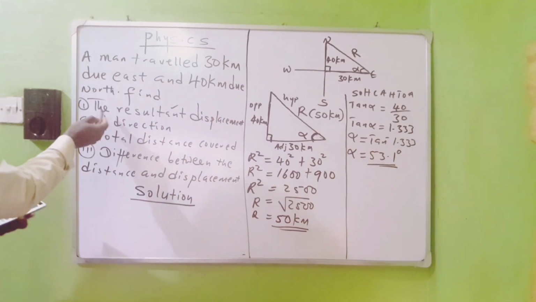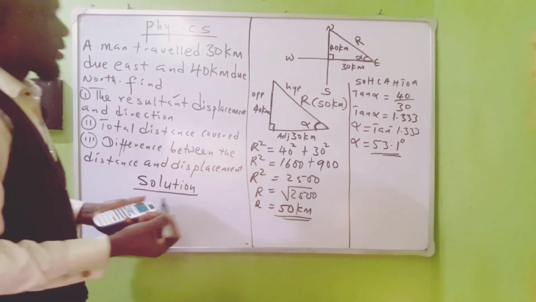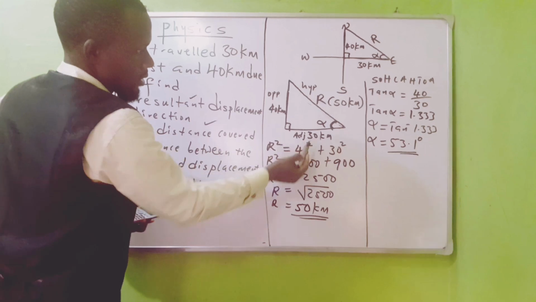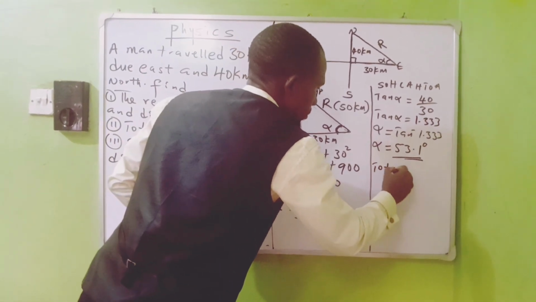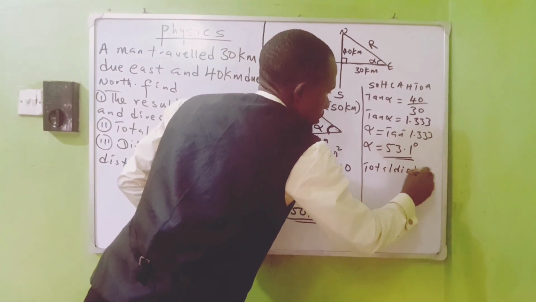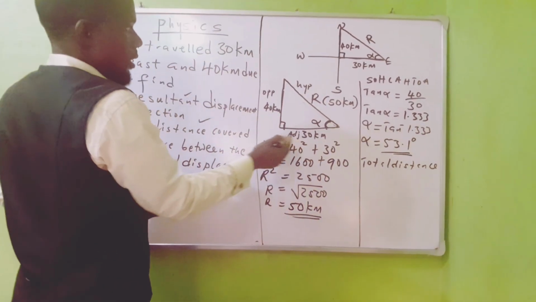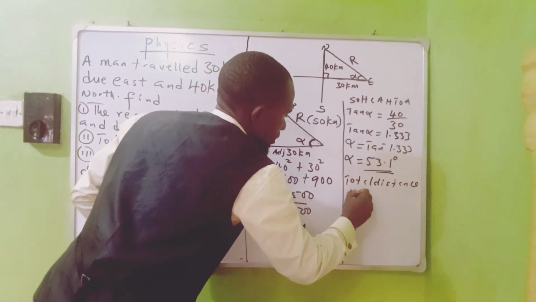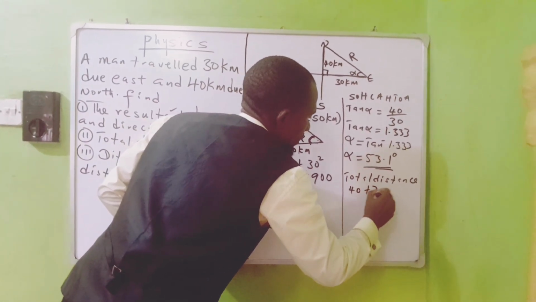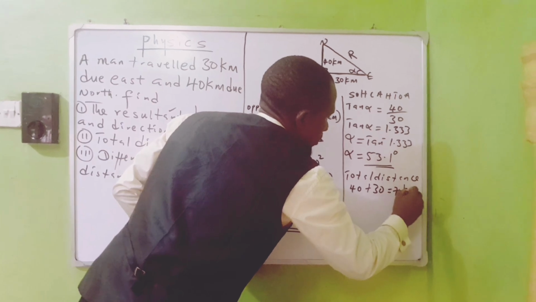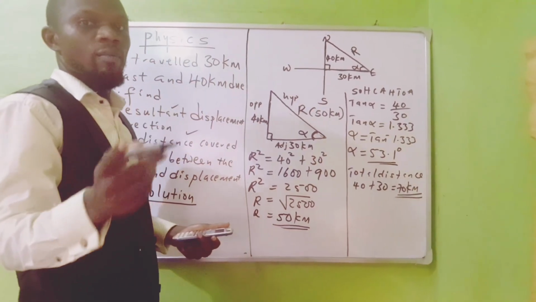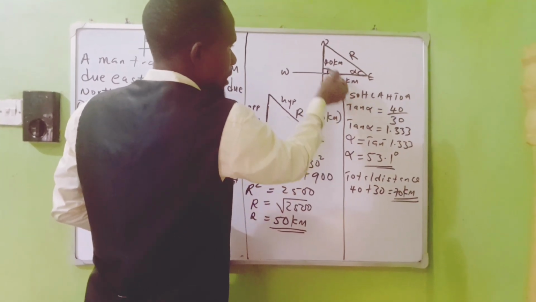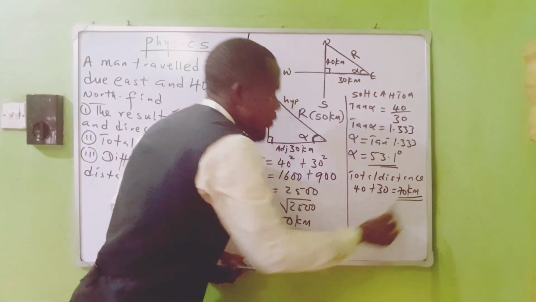So my resultant displacement and direction have been solved. Come to the next one. Total distance. Total distance is this to this. So my total distance is from due east to due north, which is 40 plus 30. So I have 70 kilometers. Remember, like I've said earlier, my total distance is from due east to due north, which is 30 and 40, which will give me 70 kilometers.